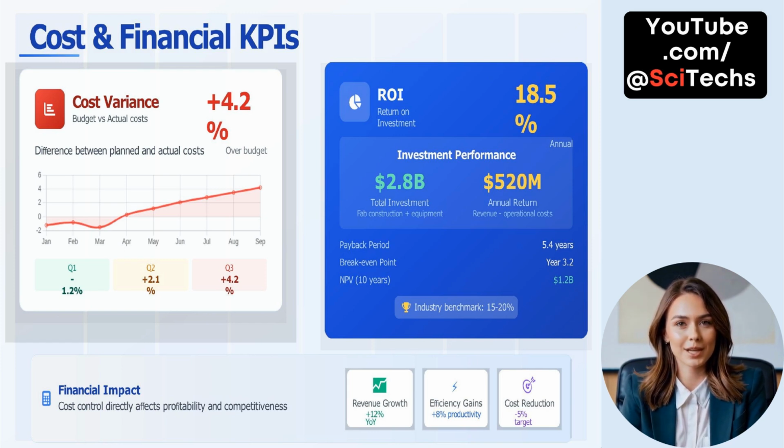Return on investment, or ROI, evaluates the efficiency of capital spending. An 18.5% annual ROI indicates strong performance, especially since it exceeds the industry benchmark of 15 to 20%. The total investment of $2.8 billion includes fab construction and equipment. Annual returns are $520 million, calculated as revenue minus operational costs. The payback period is 5.4 years, with the break-even point occurring in year 3.2. The 10-year net present value stands at $1.2 billion. These figures demonstrate the project's financial health, driven by revenue growth, productivity gains, and cost control.